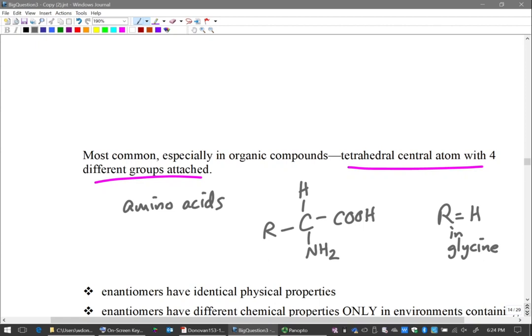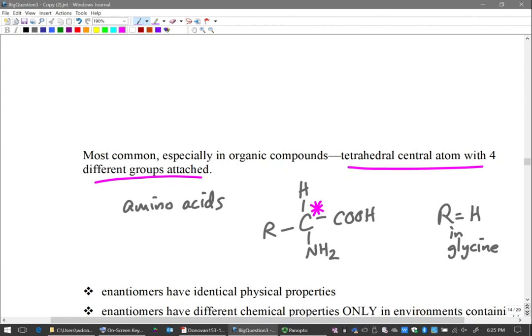That one doesn't have enantiomers. The other 19 of the 20 amino acids found in proteins have an R that is not the same as any of the other three things on that carbon, which means that carbon, which is tetrahedral because it has four bonds, is going to be a place where optical isomerism could occur. Tetrahedral carbon with four different groups, like this, right? So we could have this or its mirror image, and they're different.